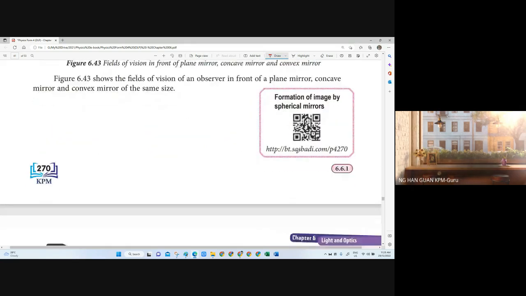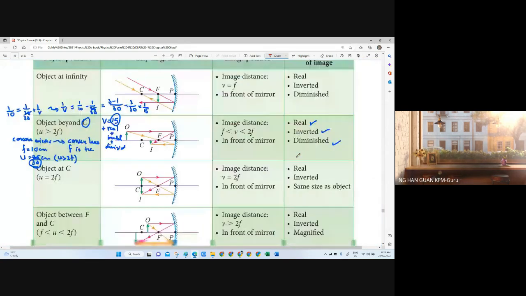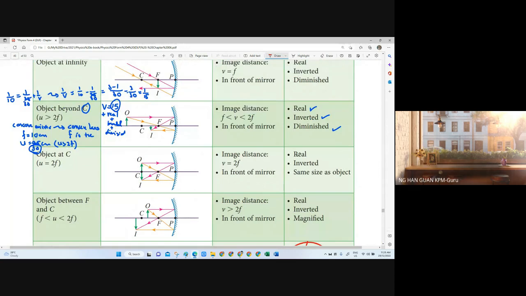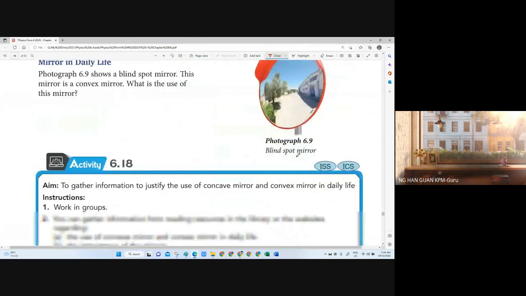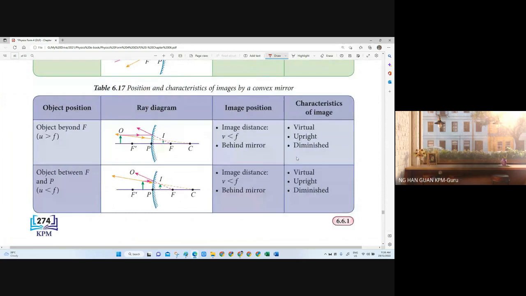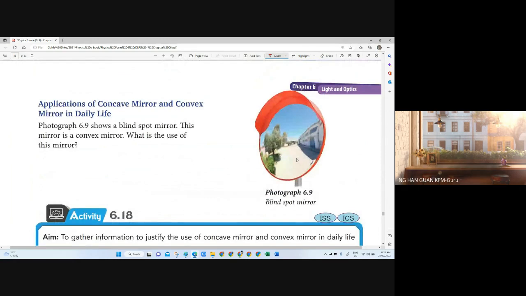But the concave mirror's advantage is what? You have the possibility to magnify the image. Not magnify the object, magnify the image, remember. But for the convex mirror, the image is always diminished. The advantage is that it can widen the view. So that's why for the blind spot mirror, we use a convex mirror. We use it because it can widen the view, so that we can see the blind spot.